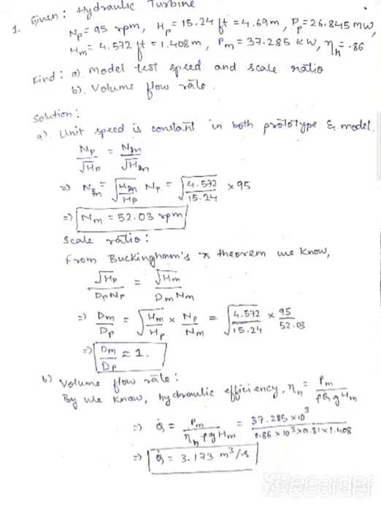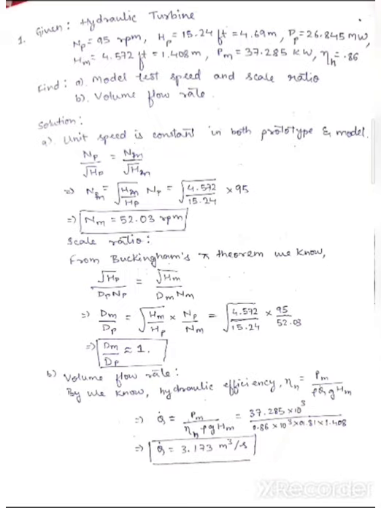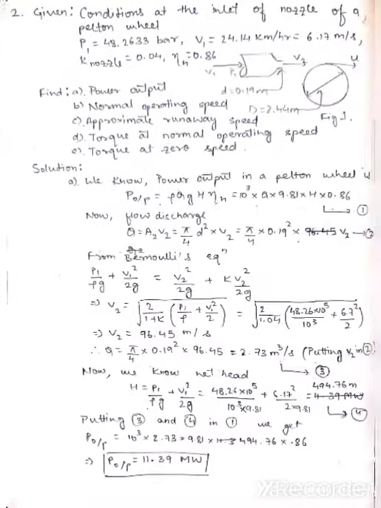Now part B, to find out the volume flow rate. I've used the concept of hydraulic efficiency, which is given by eta h equal to Pm by rho Q g Hm. Here Q is the volume flow rate. By rearranging, we get Q to be equal to Pm divided by eta h into rho g Hm. Putting in the suitable values, we got volume flow rate Q to be equal to 3.173 meter cube per second.